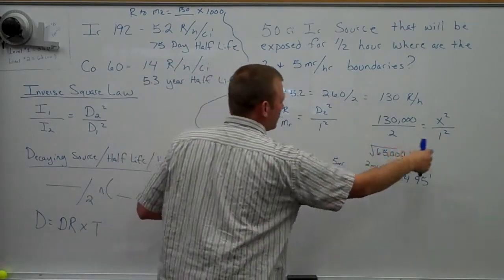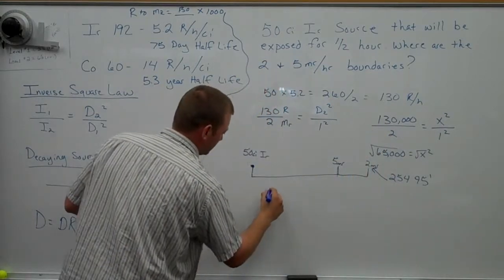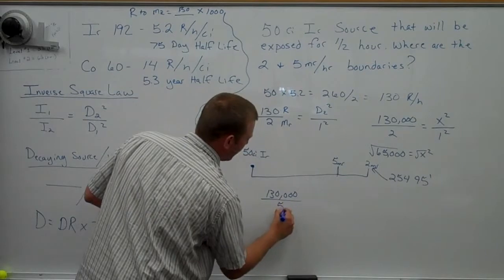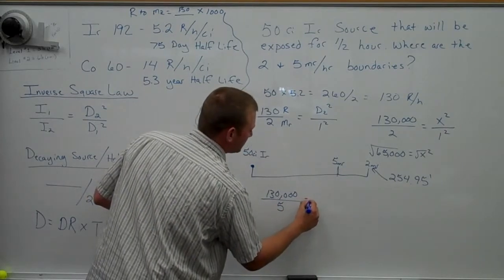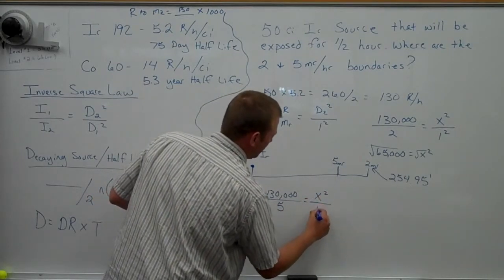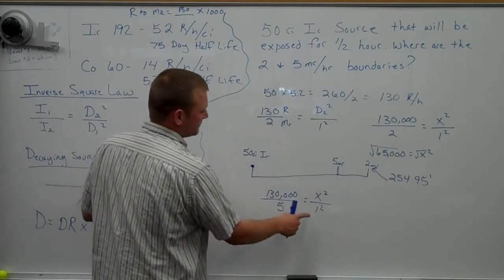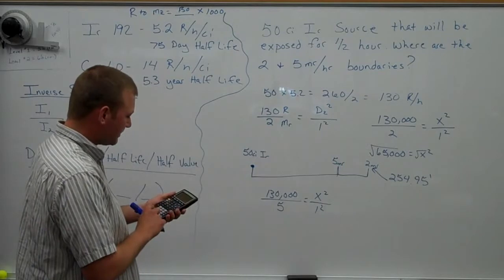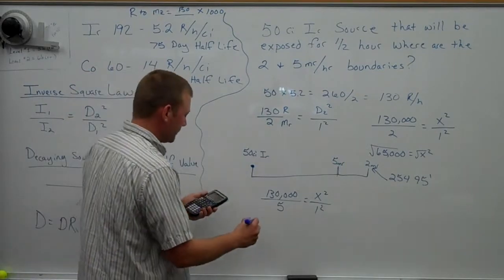Okay? So now, since we know the 2 MR boundary, we're just changing this number here to 5. So we take this value here, because that's what we actually got to, 130,000 divided by 5 now instead of 2, and that's going to equal x squared over 1 squared. So 130,000 times 1 squared, divided by 5, that is 26,000.